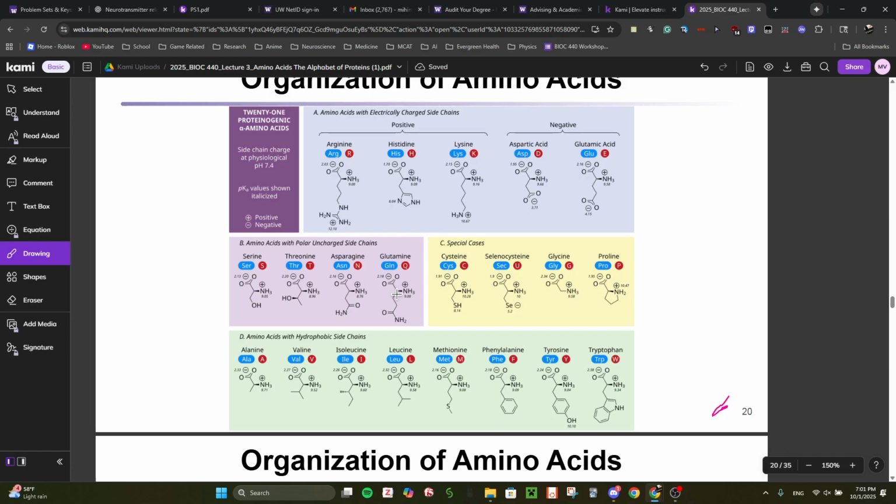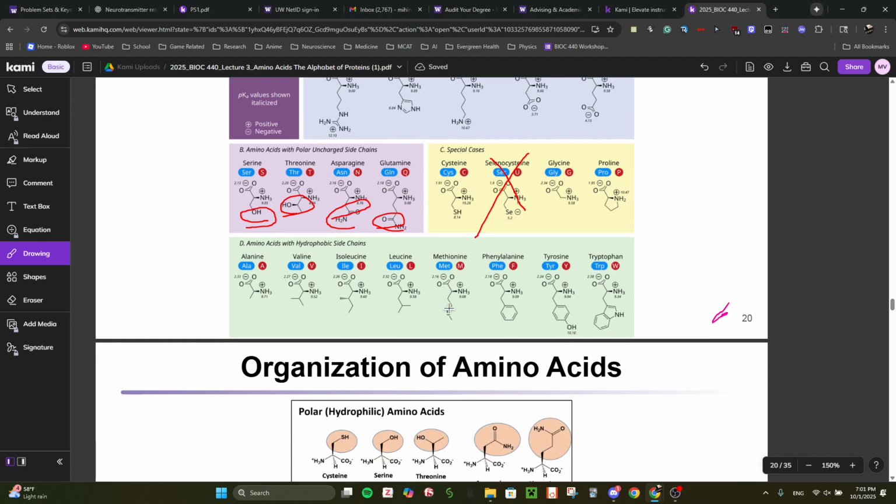The things that have polar atoms are polar, believe it or not. So serine is polar, threonine is polar, asparagine, glutamine, all these are polar. Selenocysteine I don't care about. Proline, glycine, cysteine, we'll talk about these more when we need to. And then all the hydrophobic ones are either mostly hydrophobic with a benzene ring, or they just don't contain any other polar groups. That makes sense.